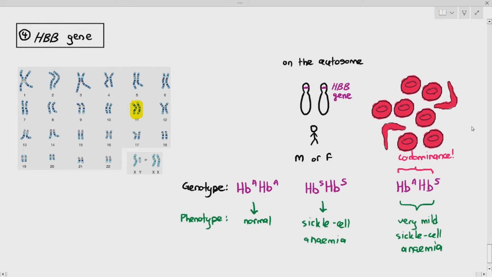In most cases, they will be able to lead a normal life. In fact, in some cases, they might not even know that they have mild sickle cell anemia. So this is codominance of the HBB gene.